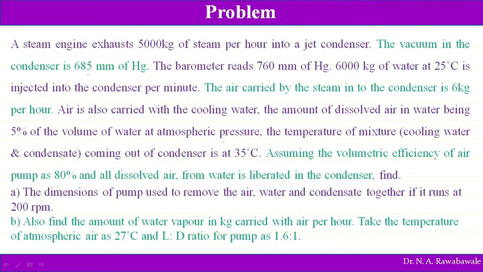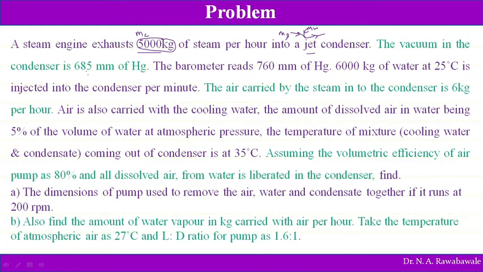So here the steam engine exhaust. Steam is exhausted at the rate of 5000 kg per hour. So mass of steam or mass of condensate is 5000 kg per hour. Then into a jet condenser. Type of condenser is jet condenser, means both steam and cooling water are going to mix with each other and coming out as a condensate. In previous case these were separate, but here these two are going to mix.